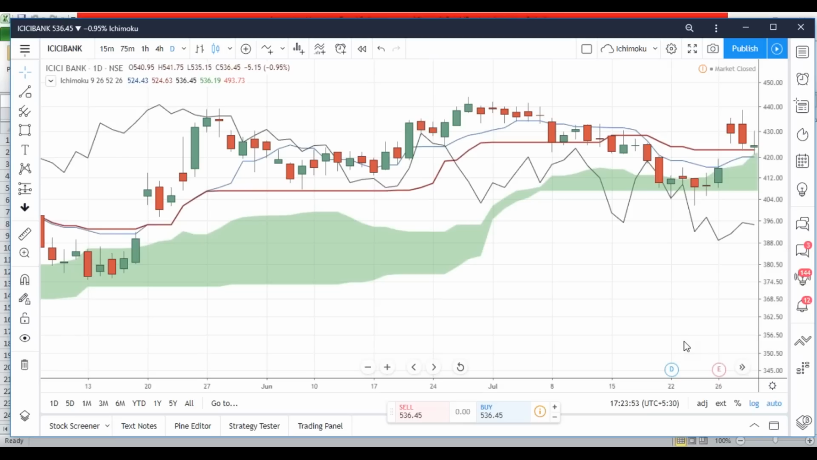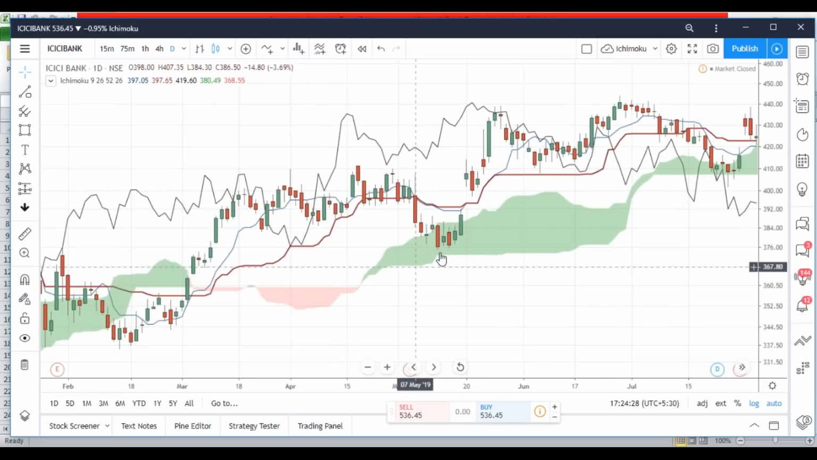There are two lines in the cloud. Price can bounce from span A or span B, but generally if a stock or instrument is in a strong trend, then it will often bounce from span A in the case of a bullish trend, and in the case of a bearish trend also you will find the bounce off from span A.